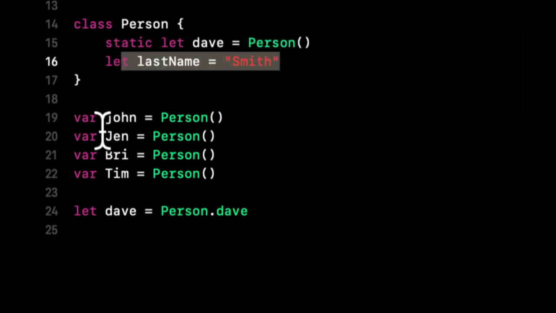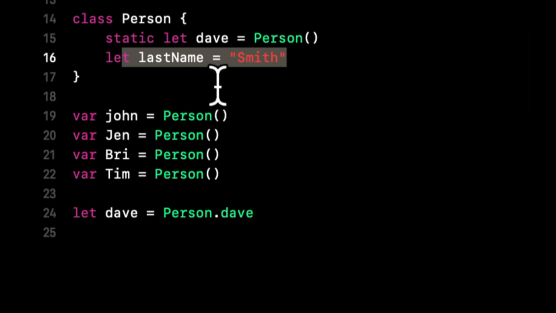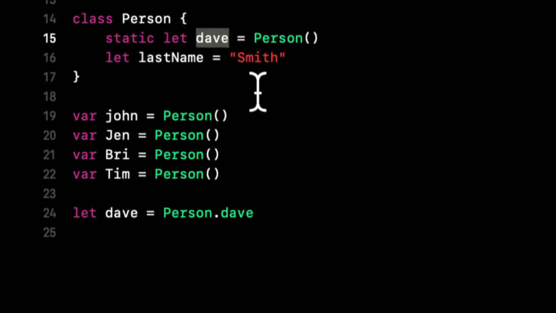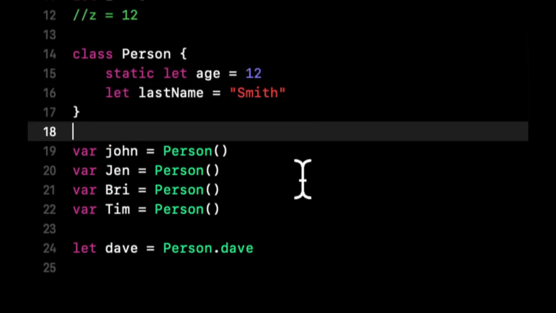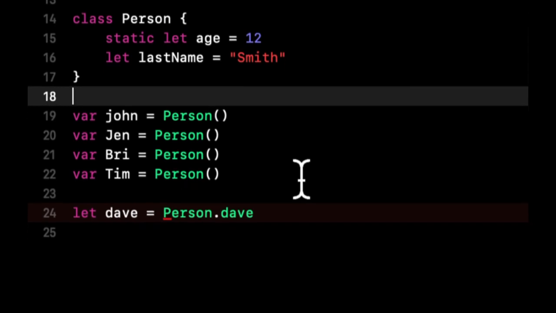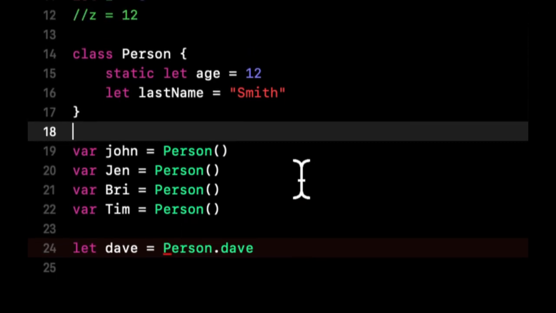The difference is if I say John.Dave, which maybe isn't the best example, let's make this an age. And let's say this is 12, right? Every single person, if I get their age, it will be 12. And the beauty and the power of this is, like in a practical example, let's say you only want one thing to ever exist for a particular object, you can make that happen through a static.